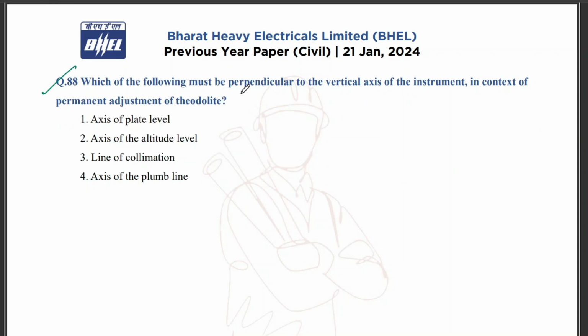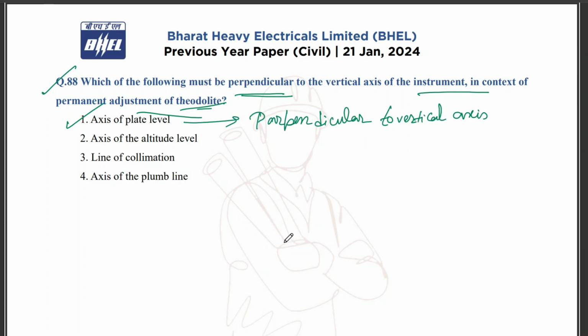88. Which of the following must be perpendicular to the vertical axis of the instrument in the context of permanent adjustment of a theodolite? So here, for permanent adjustment of a theodolite, certain geometric conditions must be satisfied. The axis of the plate level must be perpendicular to the vertical axis of the instrument. This ensures that when the plate level is centered, the vertical axis is truly vertical, allowing for correct horizontal measurement. The axis of the altitude level is wrong, because it should be parallel to the line of collimation, not perpendicular to the vertical axis.